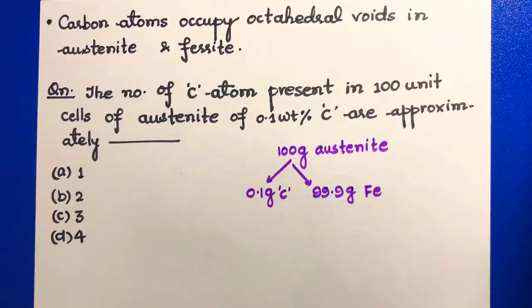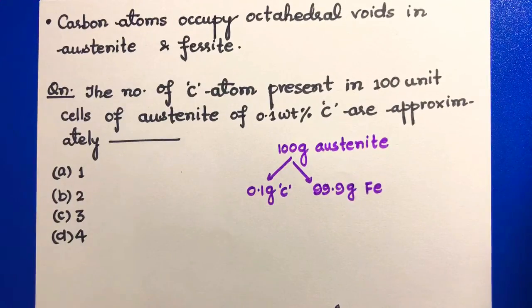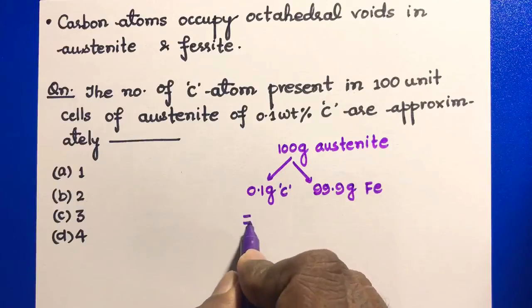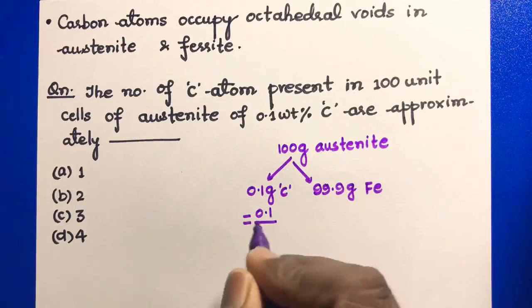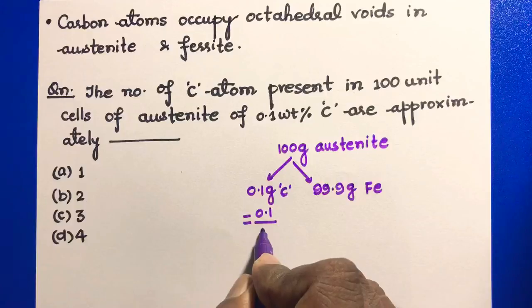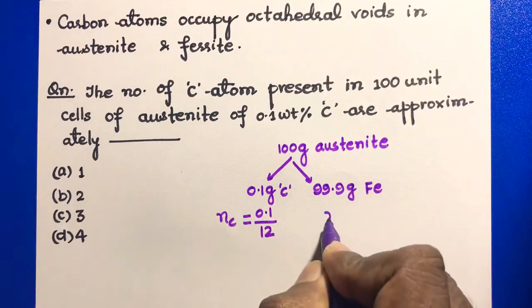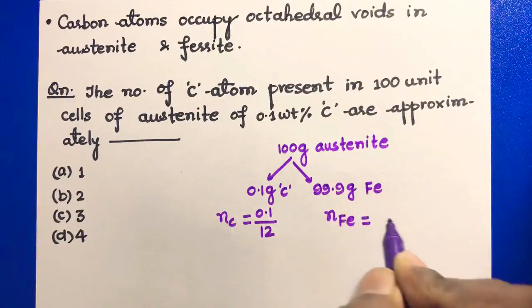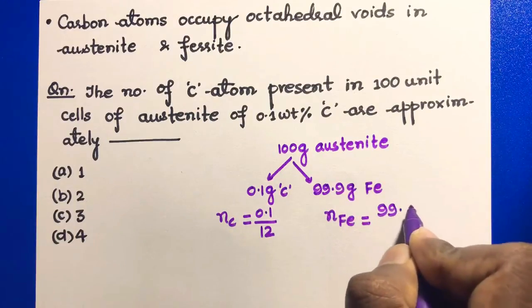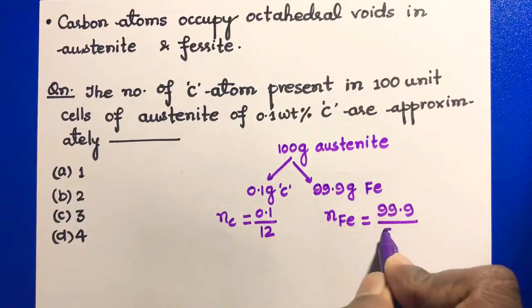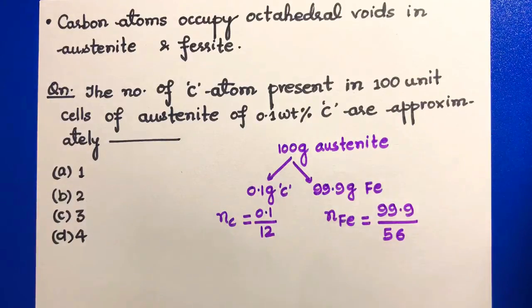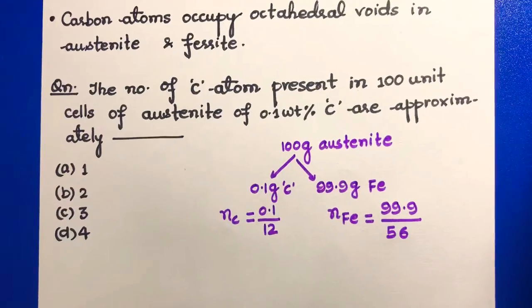Now if you want to know the exact number of carbon atoms or the moles of carbon present in 100 gram, then you have to divide it with the gram atomic mass, that is 12. Similarly, for the number of moles of iron atoms, it will be 99.9 divided by 56, because the gram atomic mass of iron is 56 gram per mole.